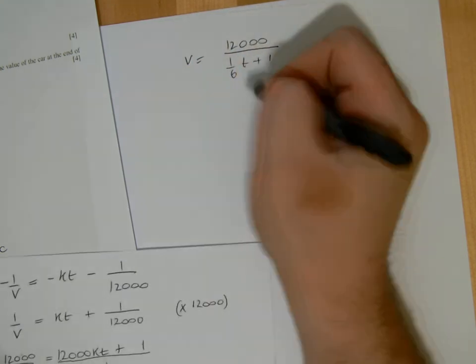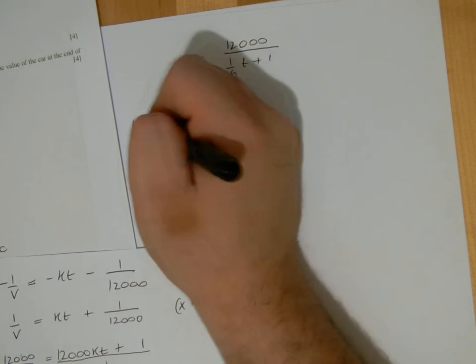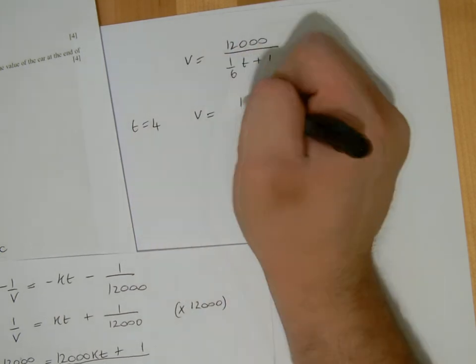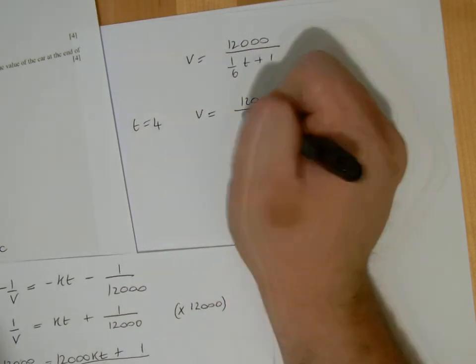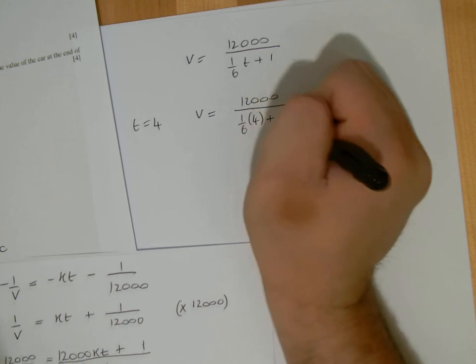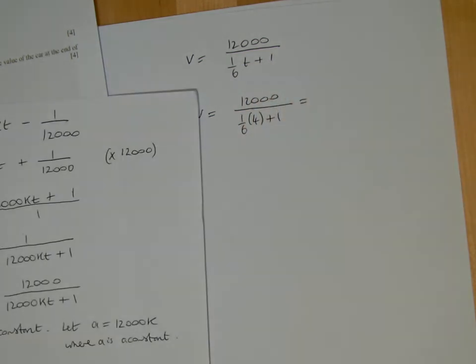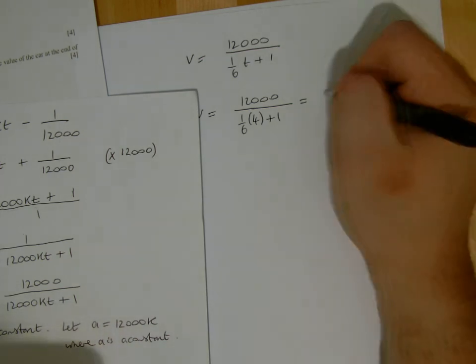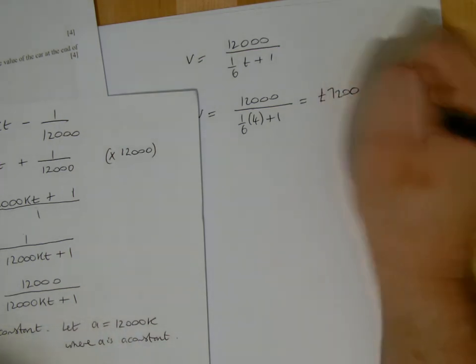And then it says find the value of the car at the end of 4 years. So when t is 4, v will be 12,000 divided by 1/6 times 4 plus 1. So I'll just type that into my calculator. So 12,000 divided by that, and I get £7,200.